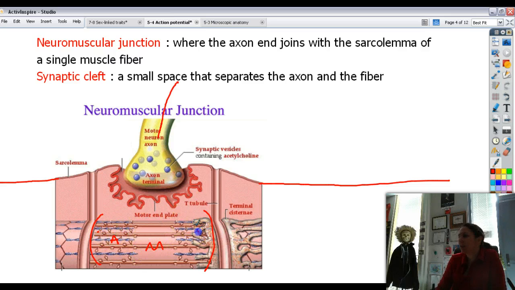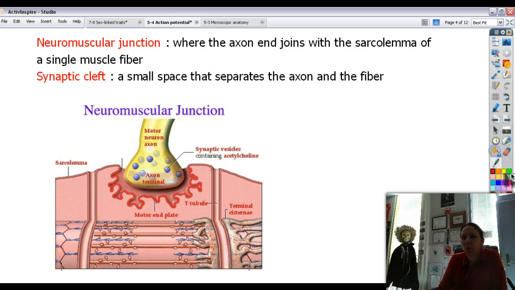So each sarcomere has its own little tube right here, which we identified before as being a T-tube. And the axon doesn't directly touch the sarcolemma, but creates this little area. Now the whole area together we call the neuromuscular junction. Neuro for the neuron, muscular for the muscle. So it's where they attach, but they don't touch.